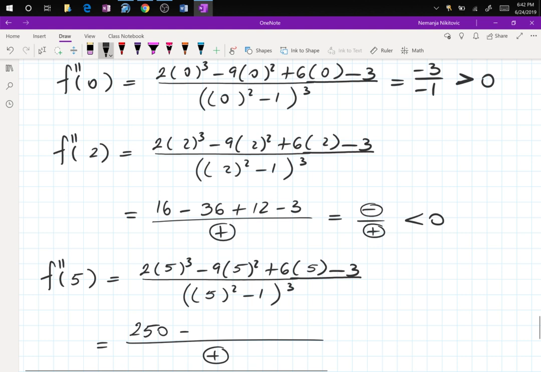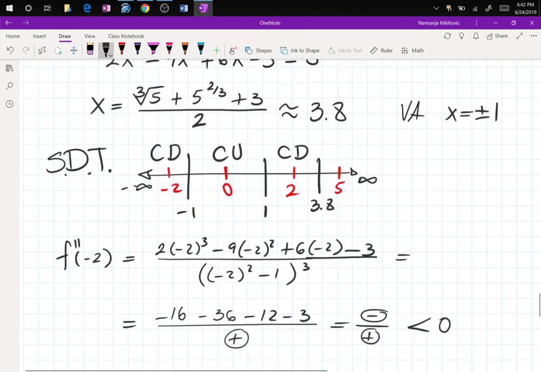So 9 times 25 is 225. So I lose 25, because 25 times 10 is 250, and then you take one of the 25s away, you get 225. Plus 30 minus 3. So that's 25 plus 30, so this is going to be positive over positive, larger than 0. Concave up.